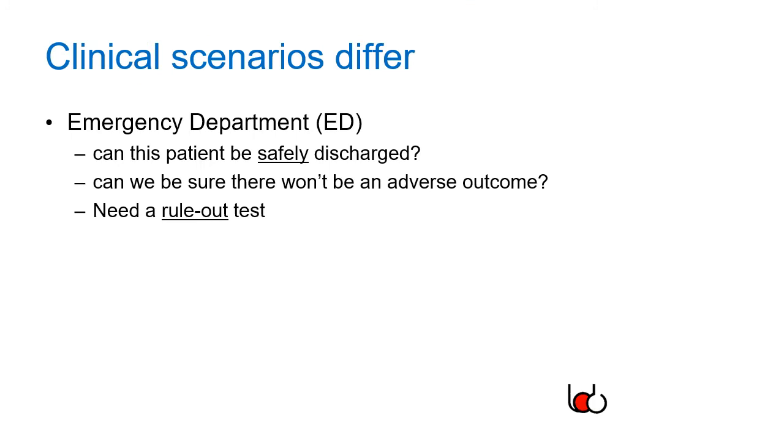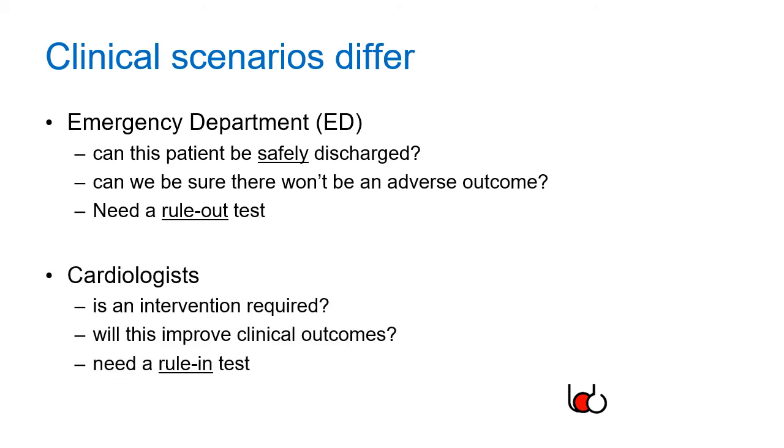The next point to make is that clinical scenarios differ. In the emergency department, the essential question is, can this patient be safely discharged? And can we be sure that if that is the case, there won't be an adverse outcome? So ED physicians are interested in a rule-out test, whereas cardiologists are primarily interested in a rule-in test. Is an intervention required? And if so, will this improve clinical outcomes?